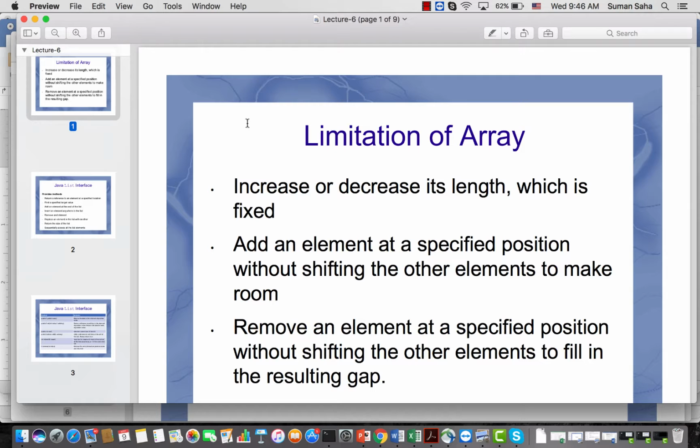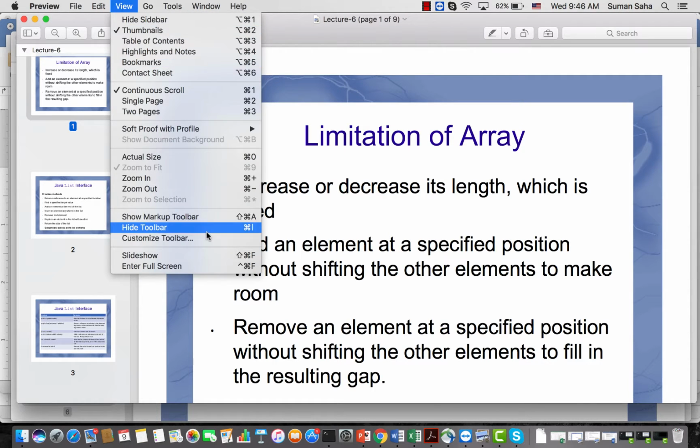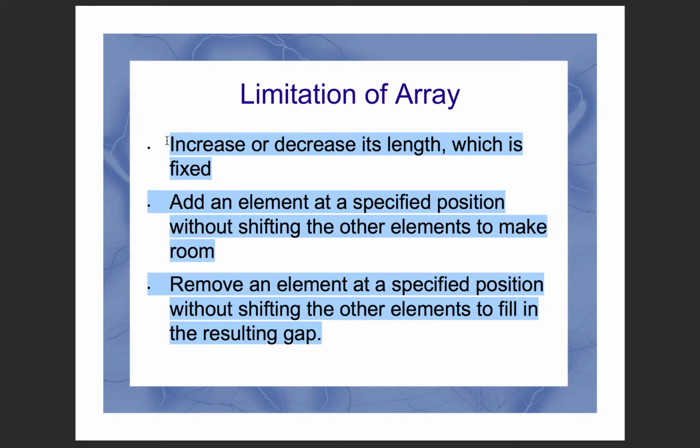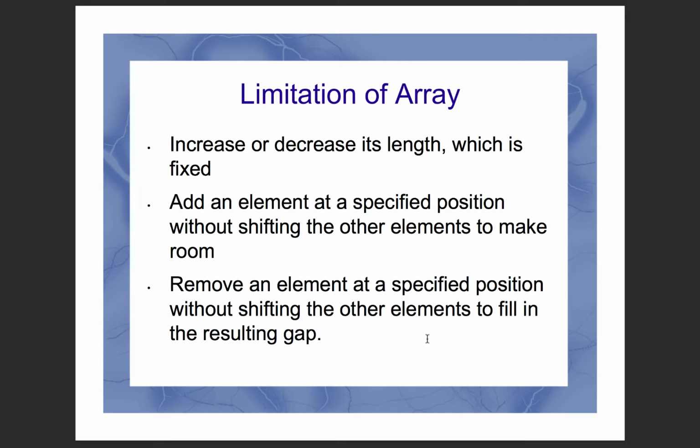So these are the limitations. There are three different limitations we have seen. We cannot increase or decrease the length of the array. If you want to add something at a specified position, then you need to shift other elements to make room. And if you want to remove an element at a specified position, you have to shift to the left side again. So these are the three limitations, and that's why an array is not appropriate for several problems. We'll try to find out how to improve that.